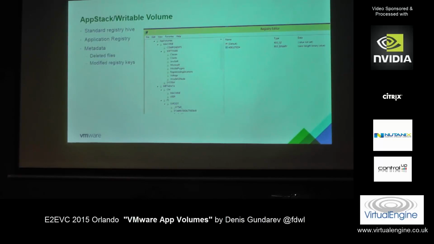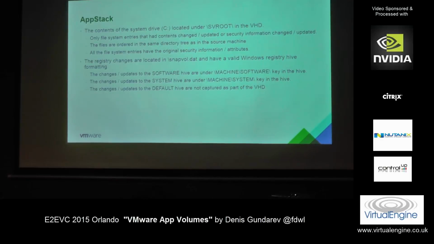The registry hive has all the information that was changed when you install the application, and it has metadata that stores information about registry keys that were deleted during the installation, or renamed, or if security permissions were changed on some registry key or file system. We capture this and use it when we virtualize the application. So we capture everything and put it into the VHD file.